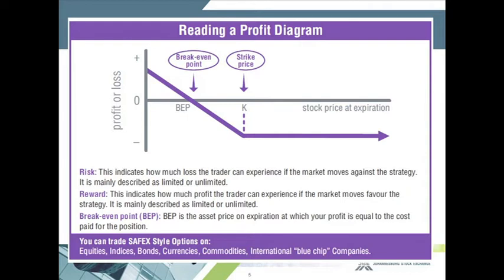Then we've also got K, which shows the strike price. So on the slide, we've also got risk, and this indicates how much loss the trader can experience if the market moves against the strategy you're trying to do. It's generally described as limited or unlimited. The example would be for a put.